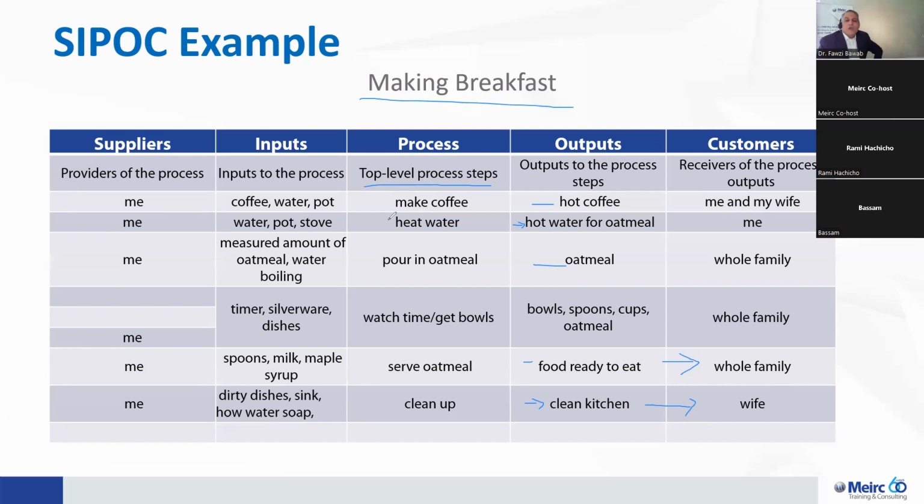So making coffee, heating water, pour in oatmeal, watch time, get bowls, serve oatmeal, clean up. So these are the high level activities that should happen. Now you could have them in another format, like a visual format.